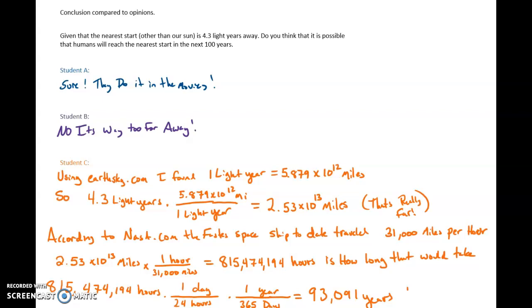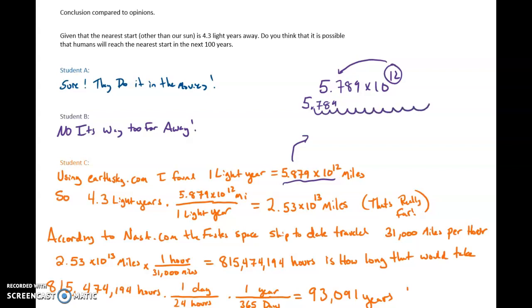For those of you who aren't aware yet, and we'll talk about this later, 5.879 times 10 to the 12th is called scientific notation. What that means is this little 12 right here indicates to move that decimal place to the right 12 places. This is a very large number that we're going to move. So here's 5.879, and the actual number would be 1, 2, 3, 4, 5, 6, 7, 8, 9, 10, 11, 12 places. We fill in zeros here.